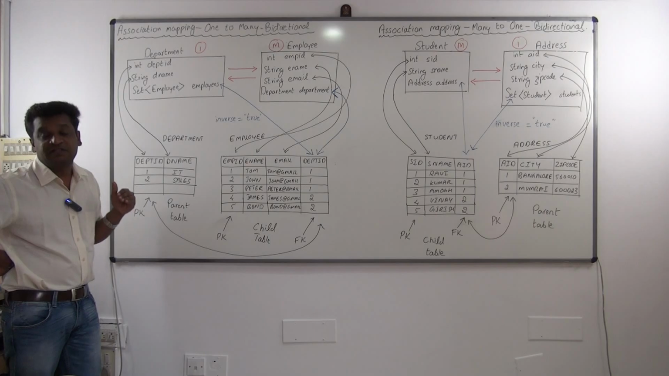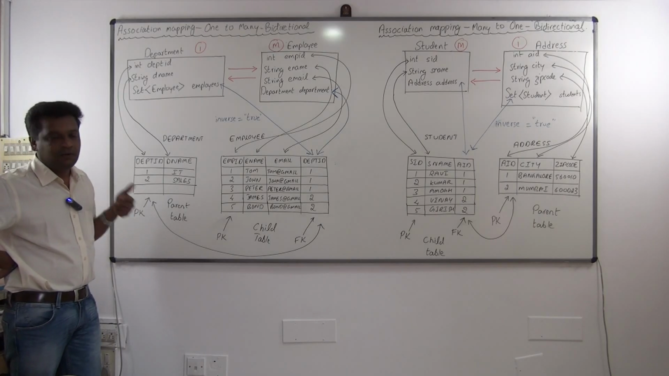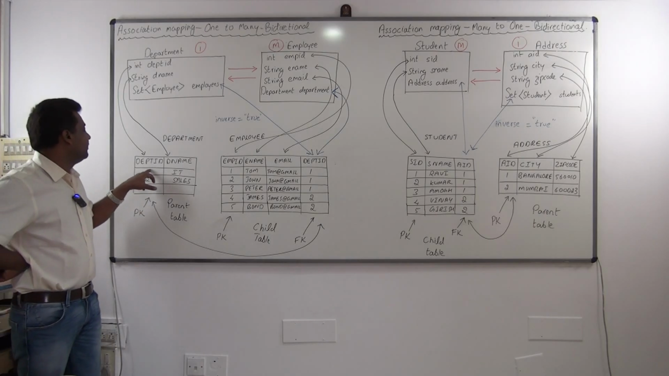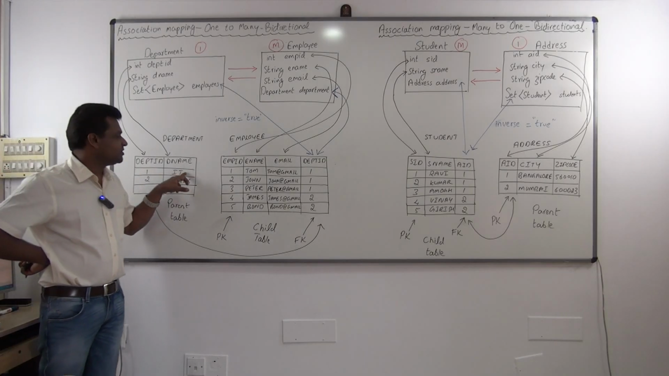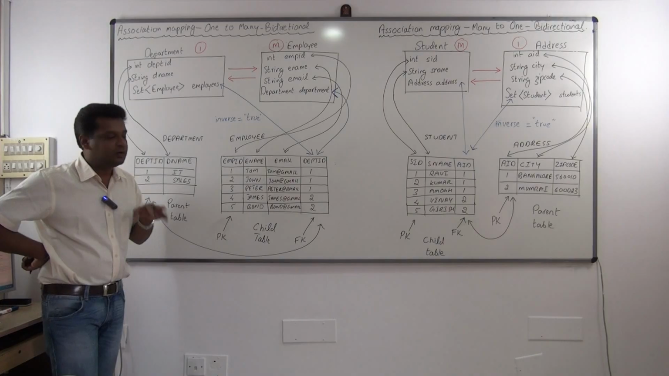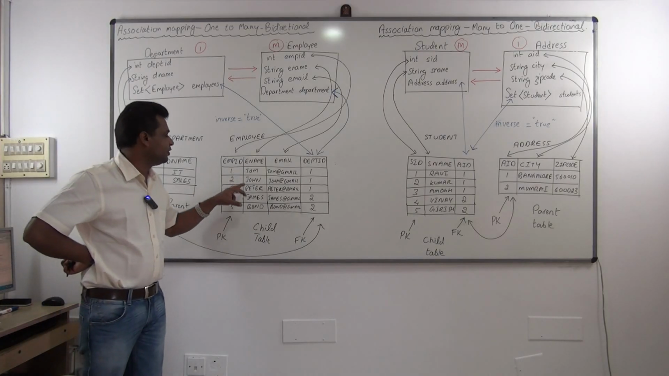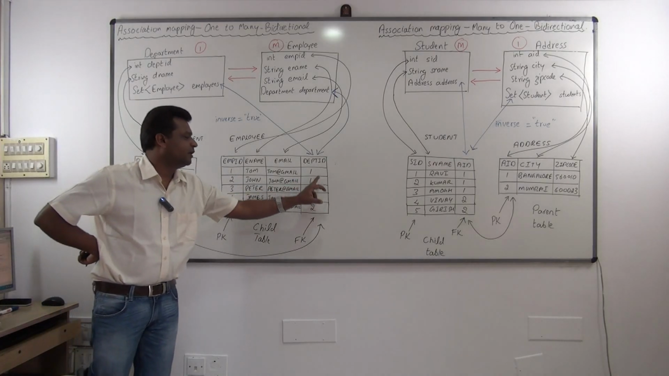And in these tables I have filled in test data. See here, the test data: department ID number 1, and there is a department by name IT. In this department 3 employees are working. Who are the 3 employees? Tom, John and Peter. They are working for department number 1.